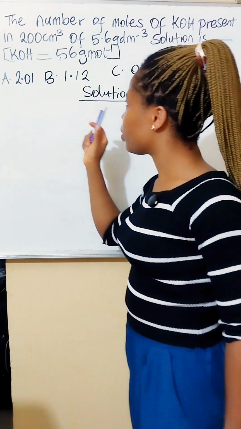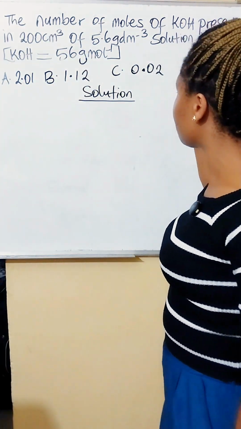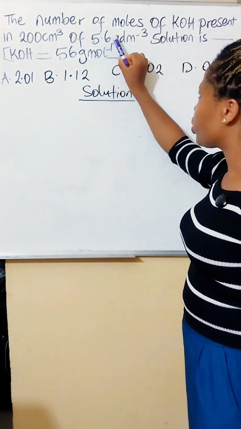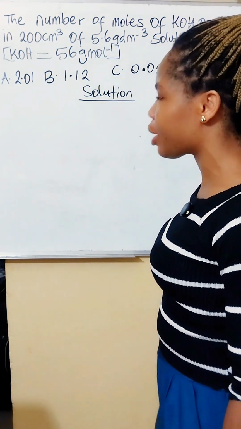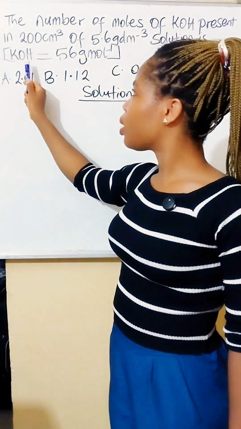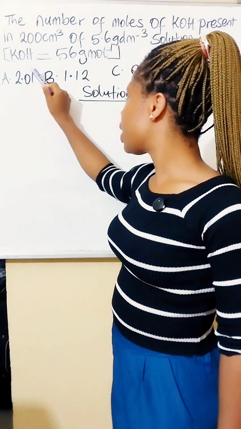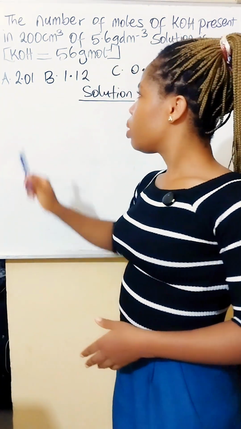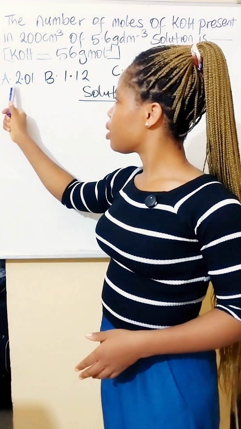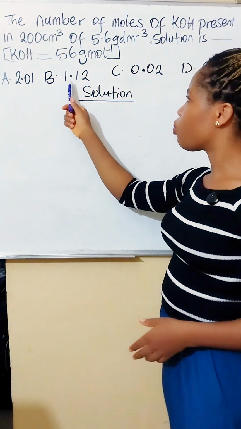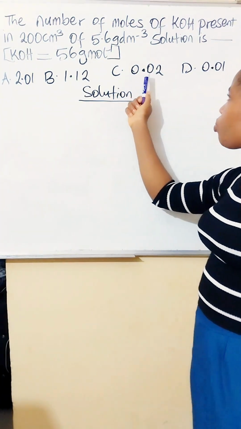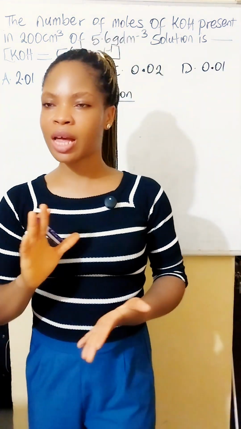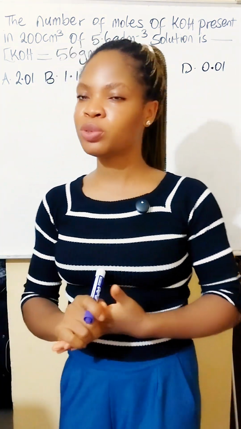Okay, the question on the board reads, the number of moles of potassium hydroxide present in 200 cm cube of 5.6 gram per dm cube solution is dash. And then in the question, we're given the molar mass of potassium hydroxide, which is 56 gram per mole. The options we have are option A 2.01, option B 1.12, option C 0.02, option D 0.01. So let's now solve and know which one is the right answer from the options given.